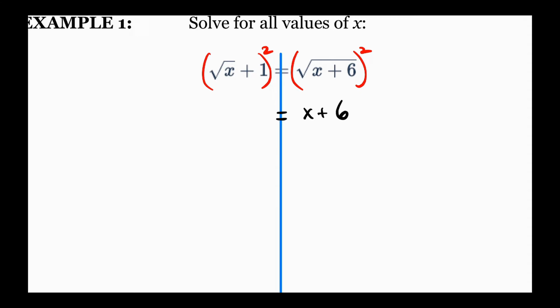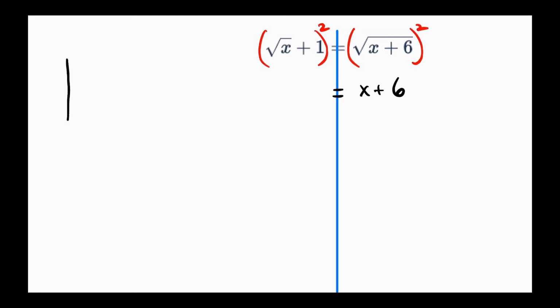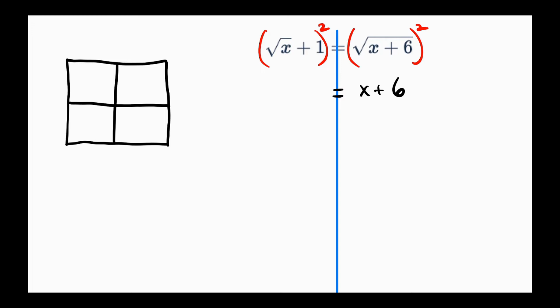So it's 2 terms. To multiply this, we're going to have to use a multiplication box. We've done that before. So over here to the side, I'm going to do a multiplication box. It's the square root of x plus 1, squared, so it's going to be times itself. I'm going to multiply like I've done before.